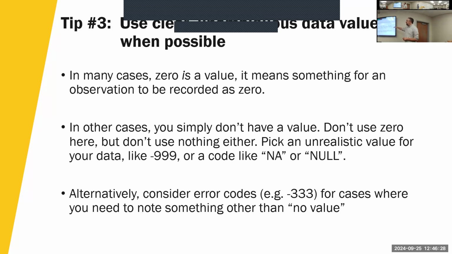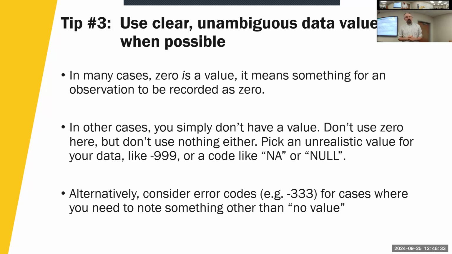In that case, you usually want to pick some kind of a code of some sort, something that you'll document elsewhere in your data set, but is going to be sort of outside of what is realistic for those data values. So like -999 is often used, or null or NA or something like that.